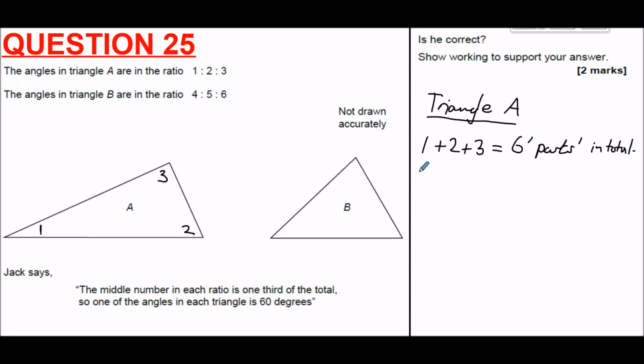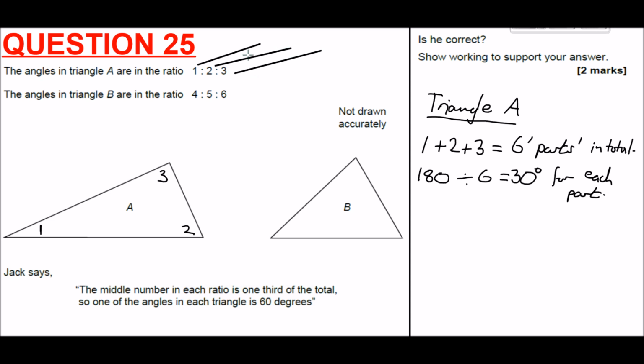Now in a triangle there's 180 degrees in total. So the total for each part will be 180 divided by 6, which is 30 degrees for each part. So for this one we can work out directly the size of each angle. So if each part's worth 30, then 1 times 30 would be 30 degrees. 2 times 30 would be 60 degrees. 3 times 30 would be 90 degrees. And as a double check, do these angles add up to 180? They actually would.